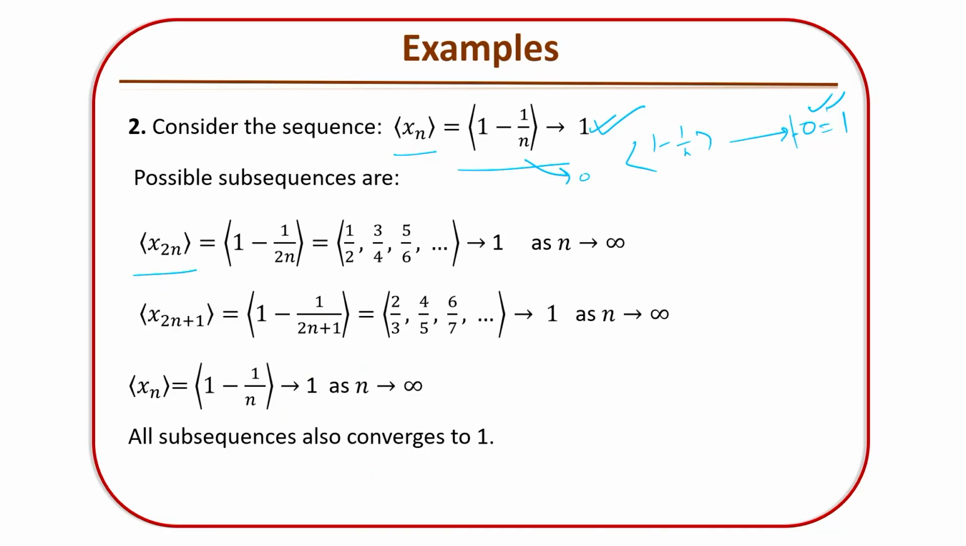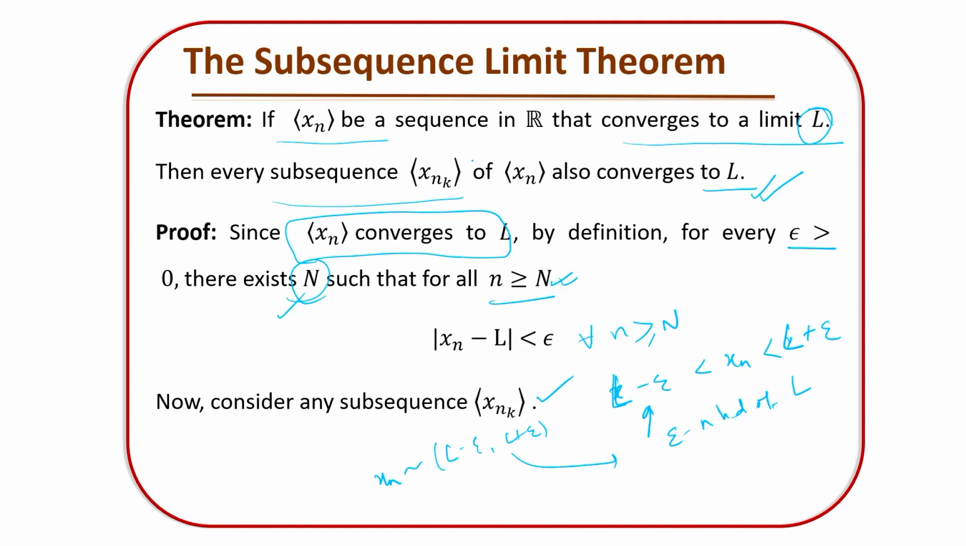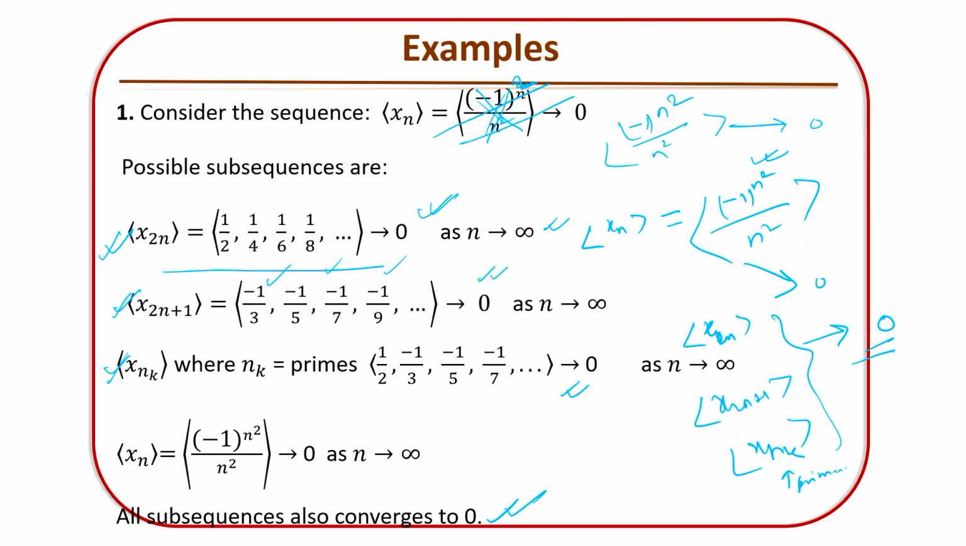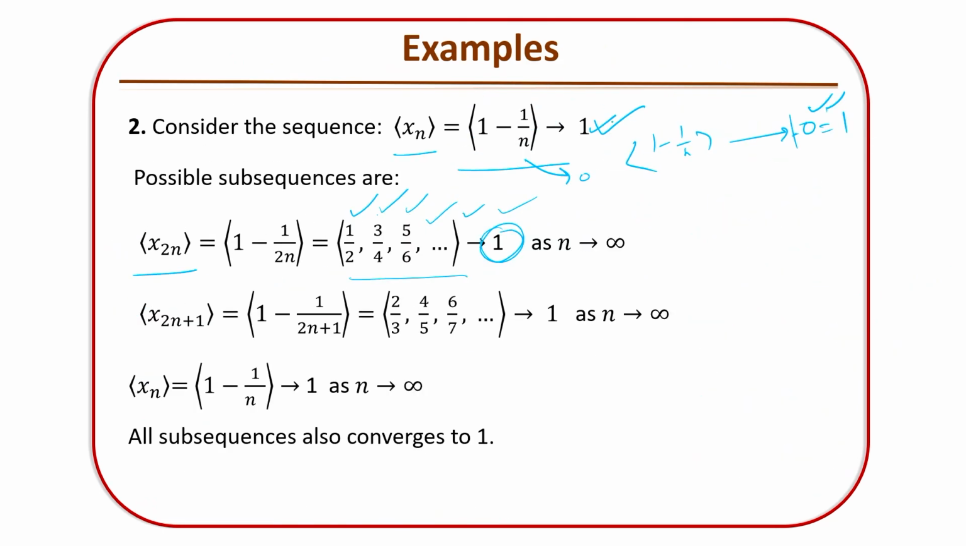So consider a subsequence x_{2n}. What will be the terms? 1 minus 1/(2n), so this is 1/2, 3/4, 5/6 and so on, right? And all these converge to where? All these converge to 1. Why? If a sequence converges to capital L, then every subsequence, not only a particular subsequence, but every subsequence of that sequence must converge to the same limit point L. So since x_n converges to 1, this subsequence converges to 1.